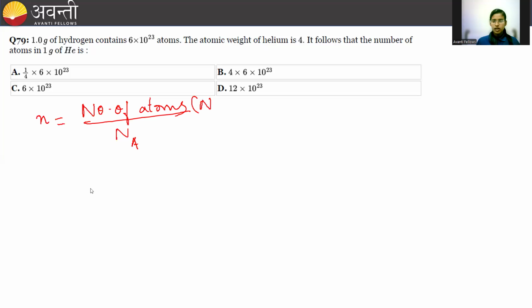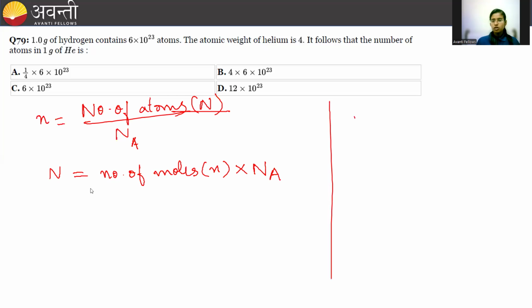So let me take number of atoms as n. So we are asked to find out the value of n. So n is equal to number of moles, which is represented as small n, into Avogadro number. Okay. But number of moles value is not given to us. So what we have to do? We have to take the formula to find out the number of moles. Number of moles can be calculated using one more formula, which is equal to the given mass divided by molar mass.